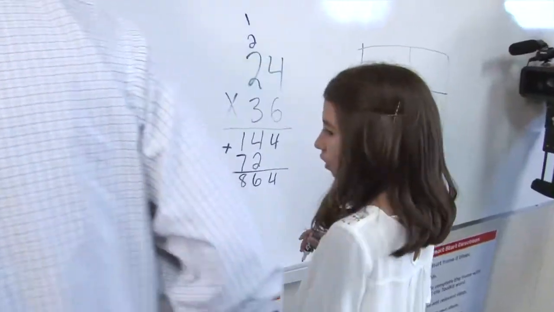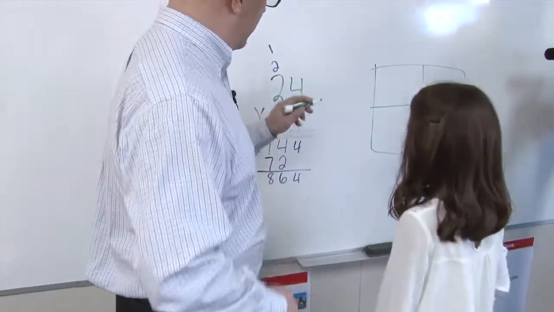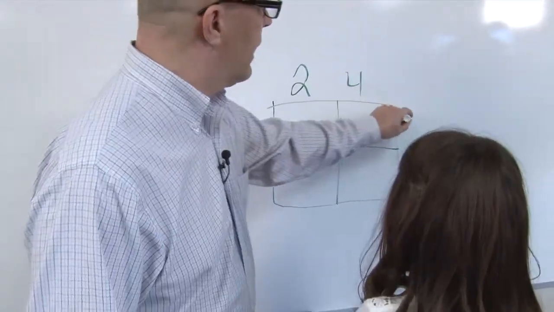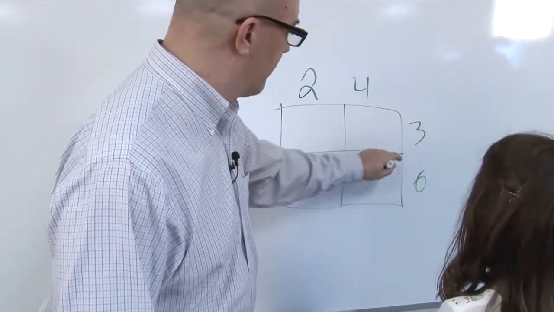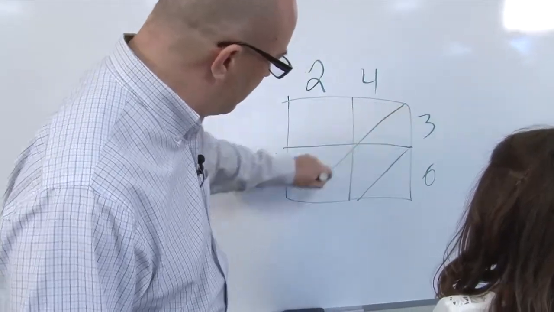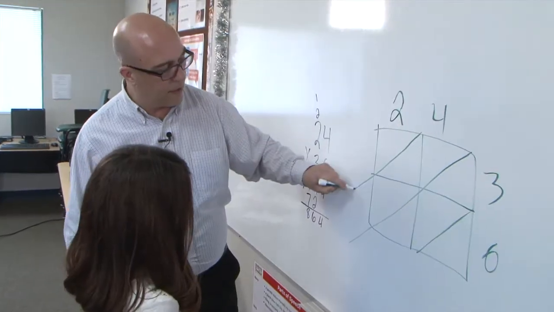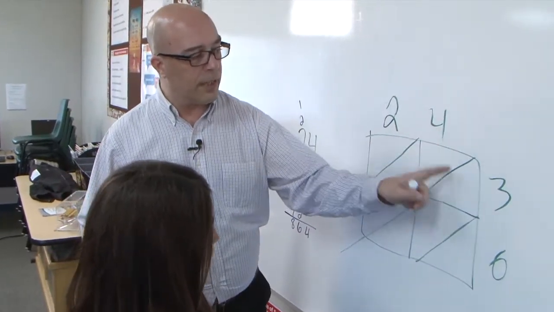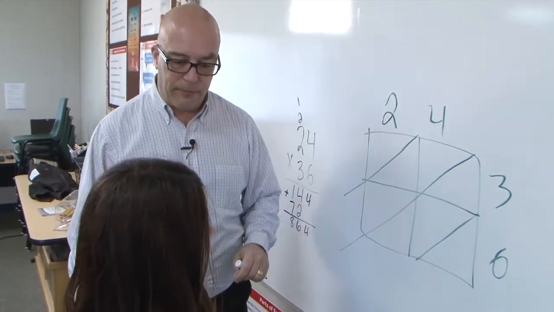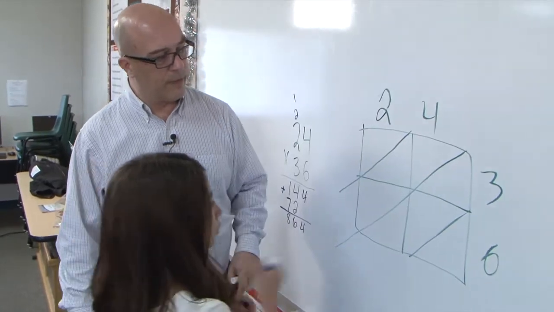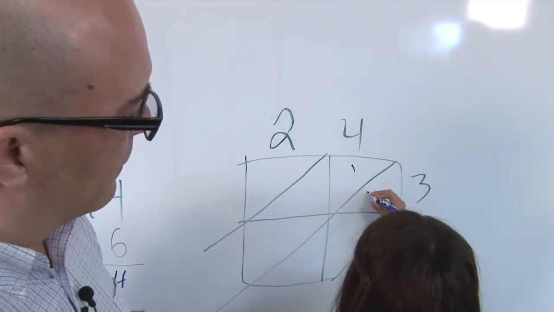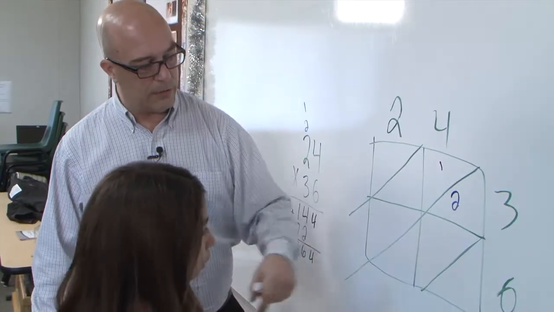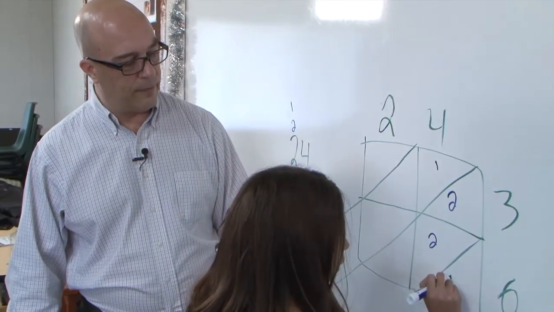Okay, so let's see how this works. So let's go over here, and we're going to go 24 and 36. All right, what we're going to do is we're going to draw some diagonals in there. All right, and we're going to do this single digits. All right, so what's 4 times 3? 12. So put a 1 and a 2. And 4 times 6? 24. Okay, so go ahead and put that in there.